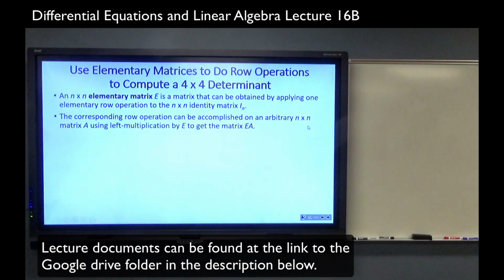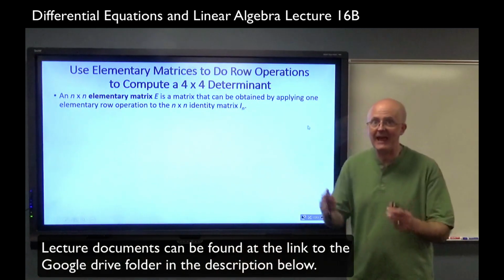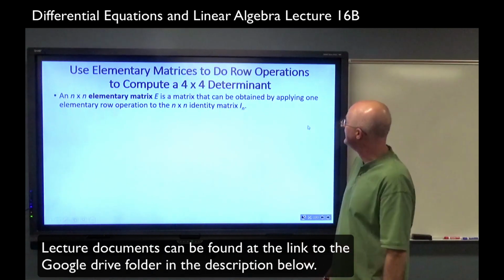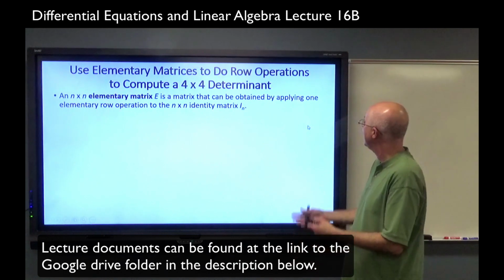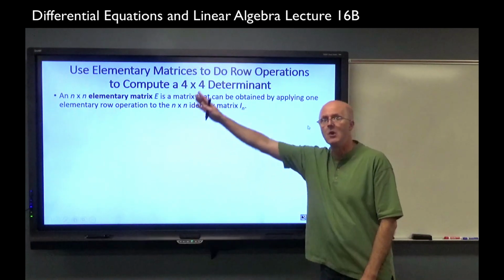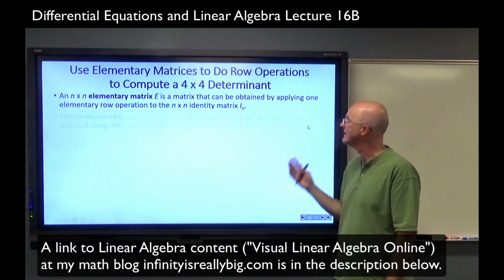So first of all, again, what is an elementary matrix? An elementary matrix, an n by n one, capital E, call it, is, like I said a second ago, a matrix that can be obtained by applying one elementary row operation to the n by n identity matrix I_n, with 1's all along the main diagonal, 0's all below it, and 0's all above it.